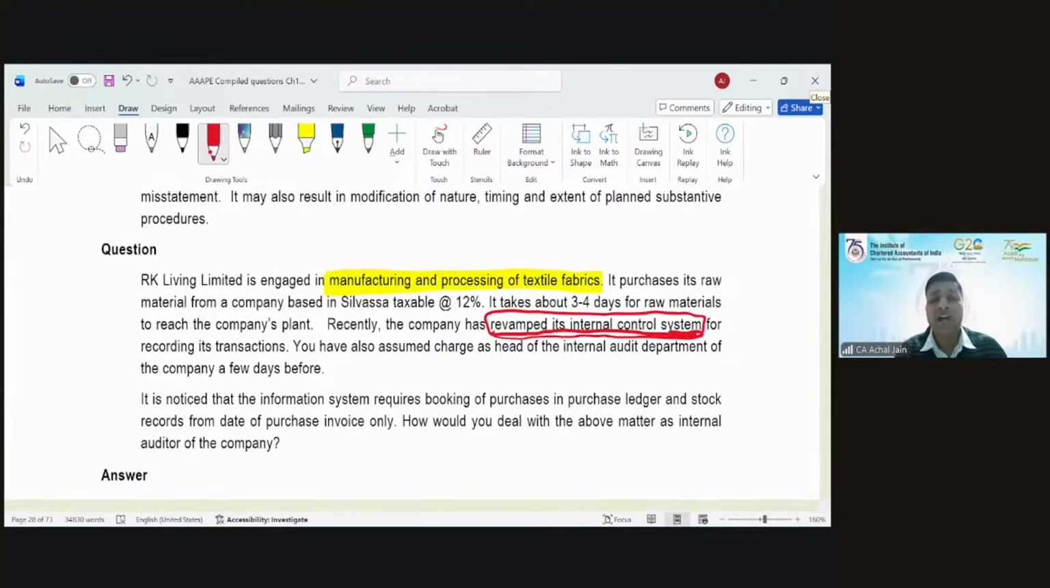You have also assumed charge as the head of internal audit department of the company a few days ago, right? So now you happen to be the internal audit head. It is noticed that the information system requires booking of purchases in the purchase ledger and stock records from the date of purchase invoice only. So what does the current system require? Booking of purchases in the purchase ledger and the stock records. Of course, you will record the purchase and increase the stock from the date of purchase invoice only.